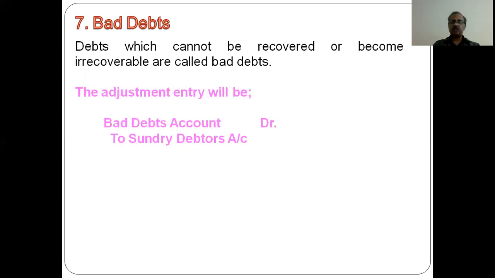So what will be the adjustment entry, the general entry? You can see the entry is bad debts account debtor. Bad debt is a loss. So that is why every expense and loss will be debited. So the bad debts account will be debited. And sundry debtors is creditor, because whenever bad debt arises, that results in the reduction of sundry debtors. Sundry debtors will be an asset, always a debit balance. So in order to reduce that debit, we have to go for a credit. That is why sundry debtors is creditor. So the adjustment entry is bad debts account debtor to sundry debtors account.